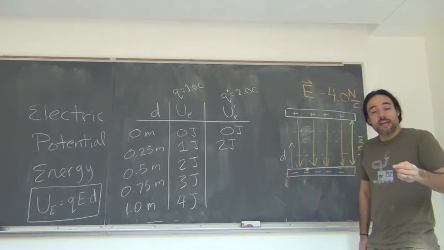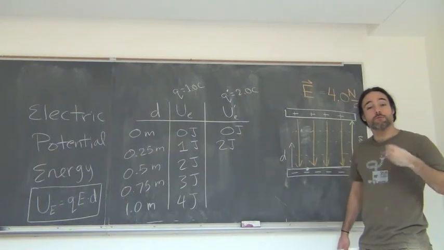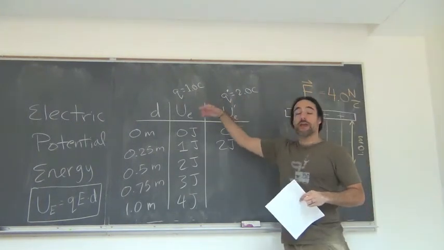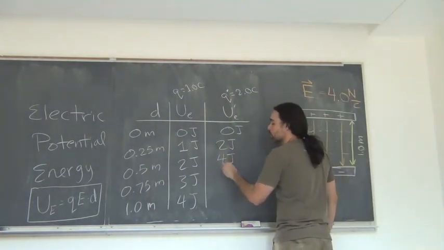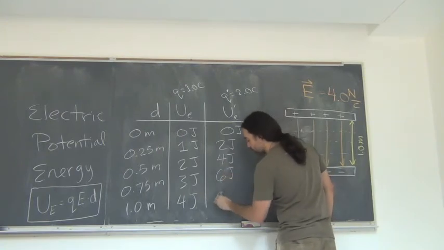And it's going to be the same factor of 2 bigger, because it's always going to be the same 2 coulombs of charge. It's twice as big as the amount of charge we had in the first case. So we're always going to get twice as much energy. So this will be 4 joules, this will be 6 joules, this will be 8 joules.